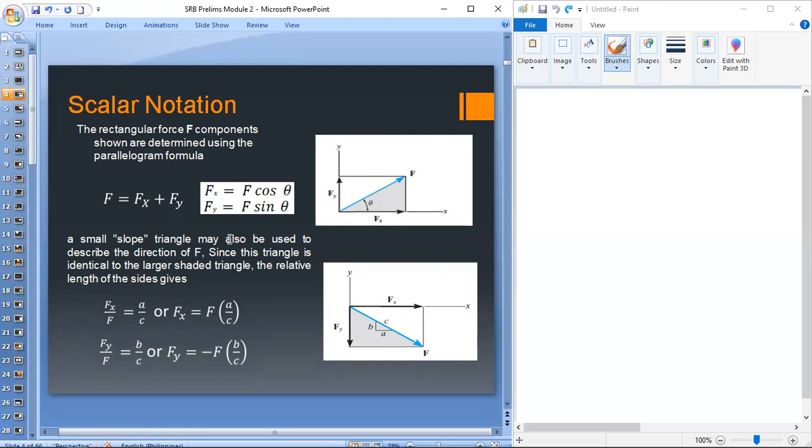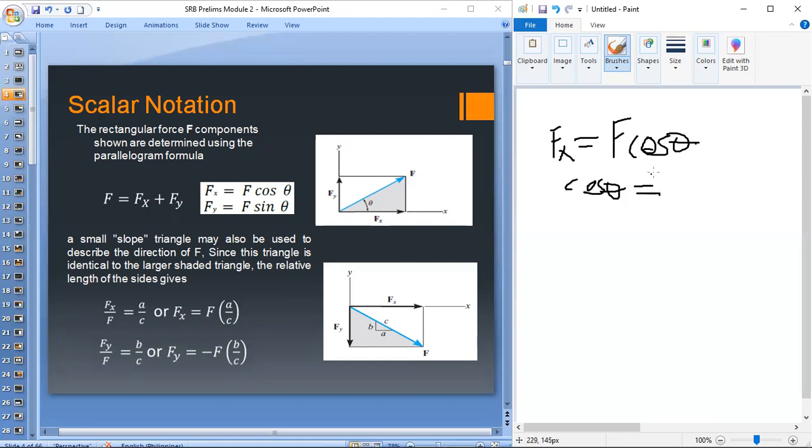Pwede rin gumamit ng slope or small slope triangle to describe the direction of force. Summation of forces in x equals a over c. Nanggaling yan sa Fx equals the magnitude of force times cosine theta. Cosine theta equals adjacent over hypotenuse. The a is your x, which is your adjacent, and your hypotenuse is your c. Input mo lang yun para makuha ang x-axis mo.